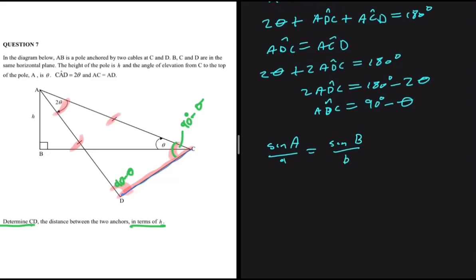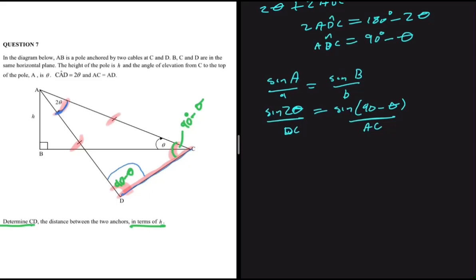So let's take sine of 2 theta. So we're saying that sine of 2 theta divided by the opposite side, right, DC, will be equal to, let's take this angle here, 90 minus theta, right? You're going to see why I'm saying we should take that one. Then we're going to get sine of 90 minus theta divided by the opposite side. The opposite side is AC.